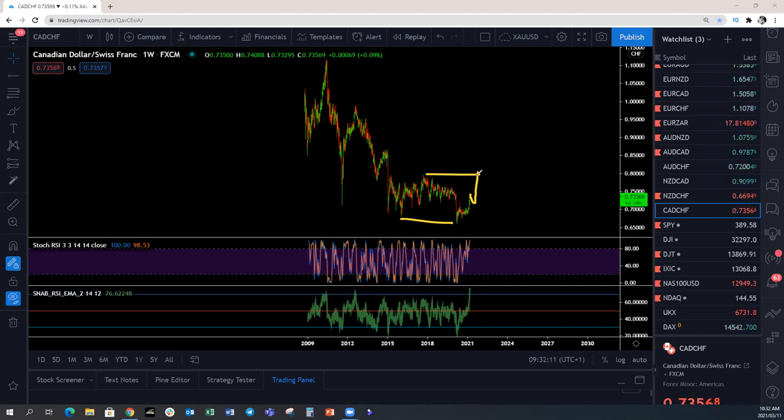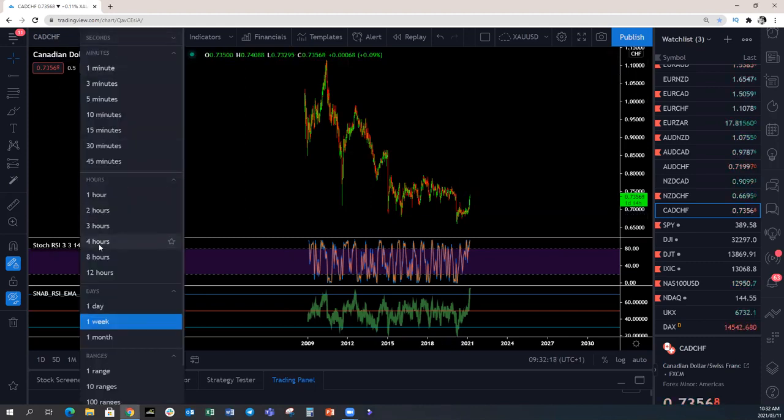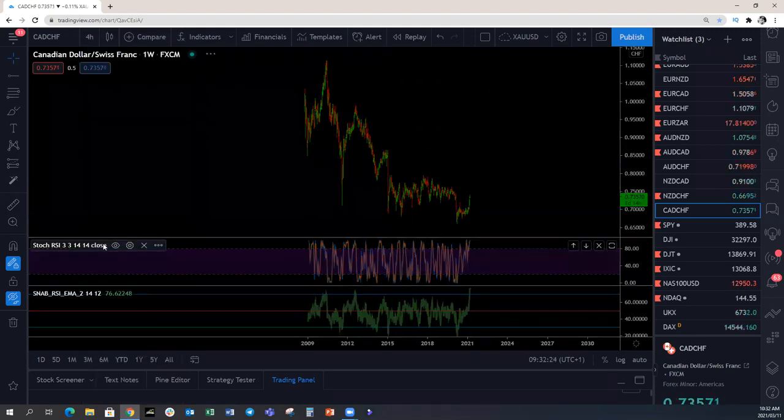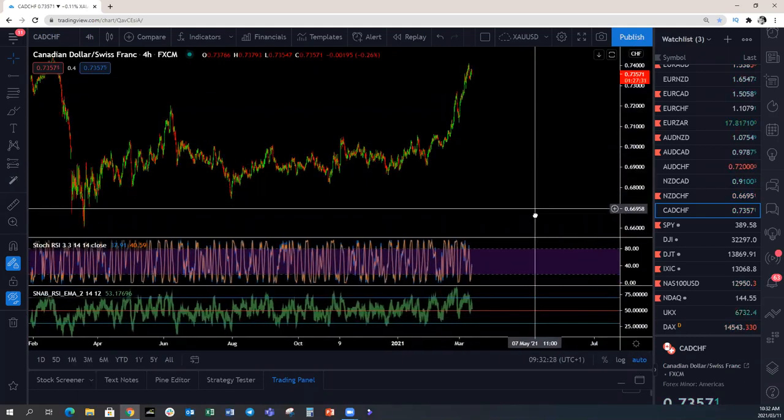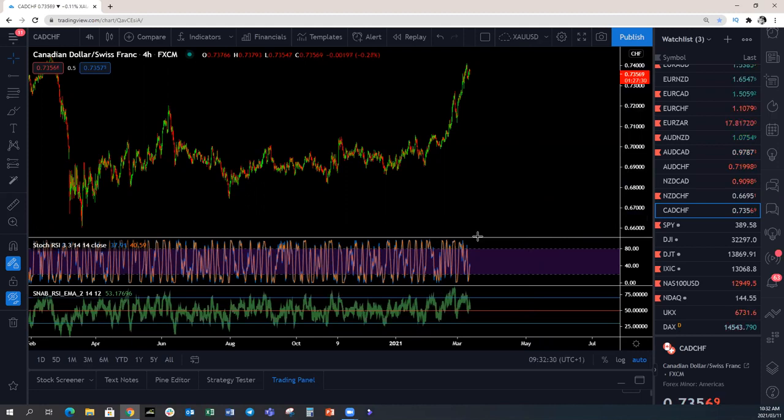This can take a couple of weeks to play out, but I will be looking for an entry in the lower degree. So keep an eye on this one, because if you get a nice entry, you can actually hold it for a couple of days or weeks until we get to that level. Okay, so that is CAD Chief. I want a deep pullback on this one, and a complete structure for entry. Then we'll look for upside.